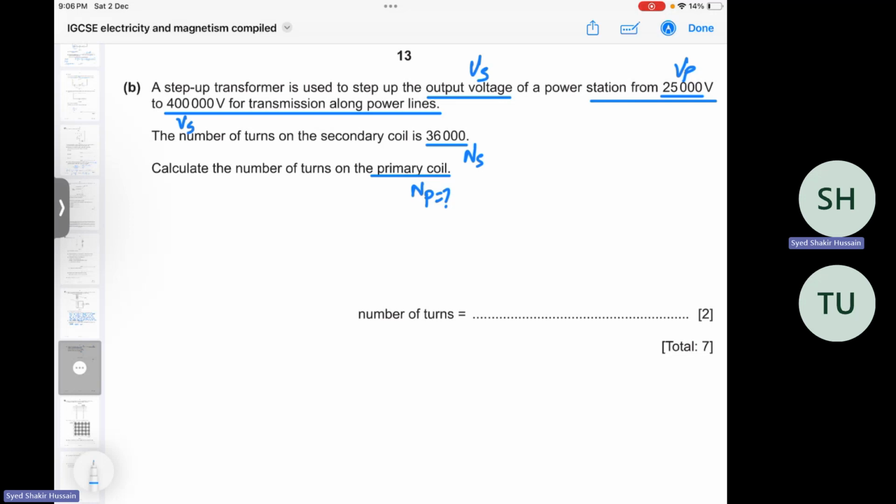And what was the formula for the turns ratio? NP upon NS or NS upon NP, both mean the same thing, is equal to VS upon VP, right? Hence NP is equal to VS upon VP into NS, right? So NP is equal to VS. What is VS?